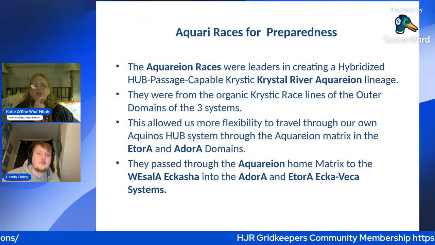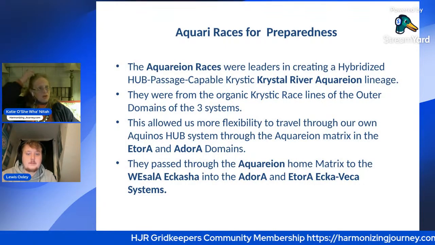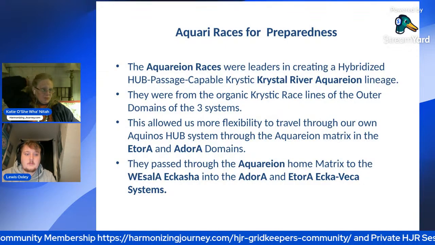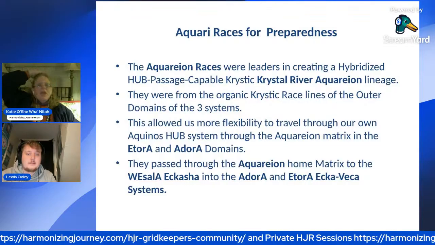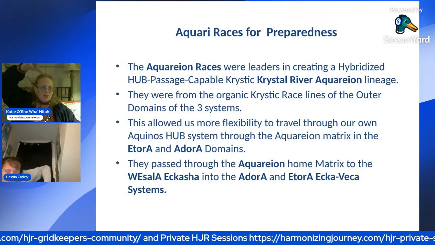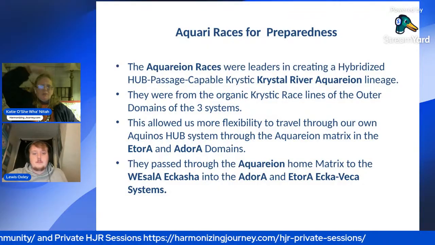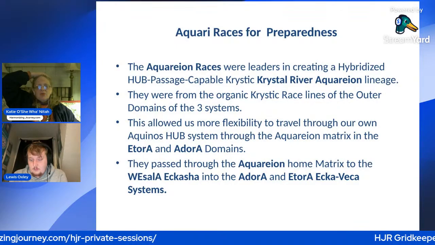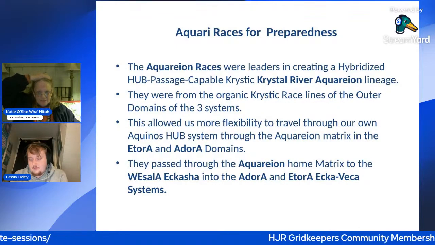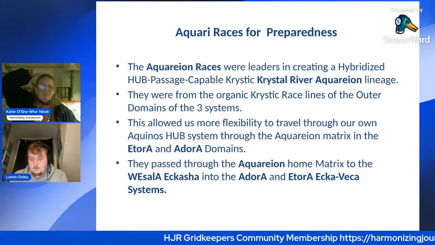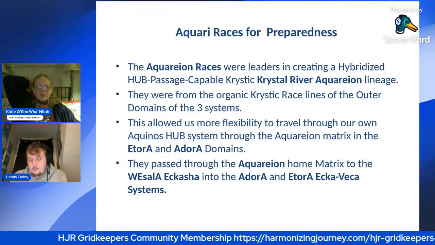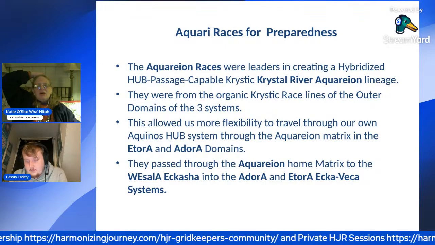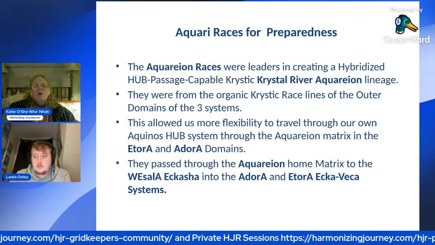So the Aquarian races were leaders in creating a hybridized, so we're looking at the development of the Aquarian races, and they were developed in preparedness in case things went to Shitsville, which they did. So the Aquarian races of that one Akasha, within the Akasha Ea, were leaders in creating a hybridized hub passage capable Krystal River Aquarian lineage, which is Aquarian. They were from the organic Krystic race lines of the outer domains of the three systems that we just talked about. This allowed us more flexibility to travel through our own Aquinas.